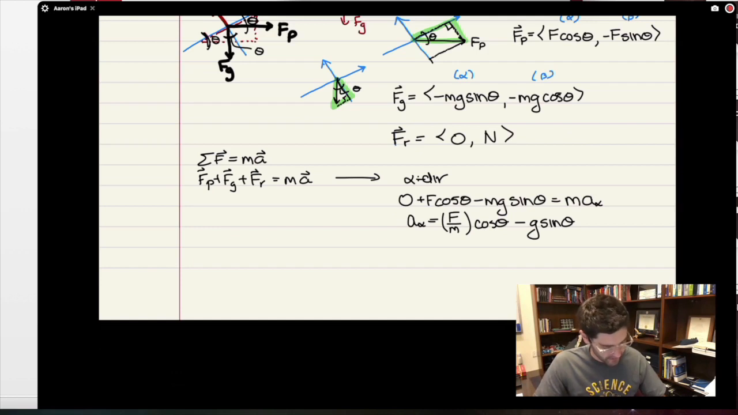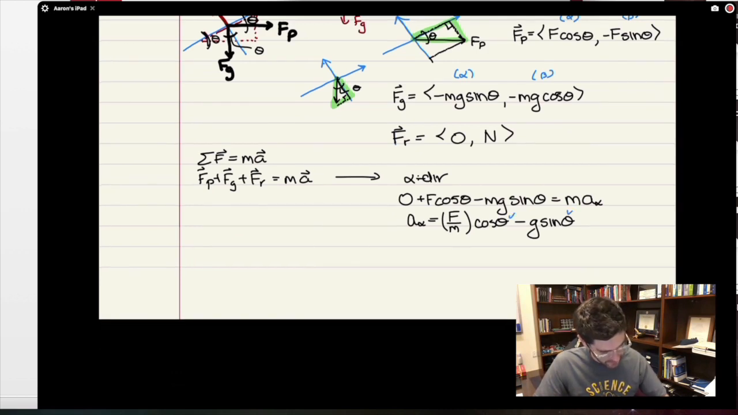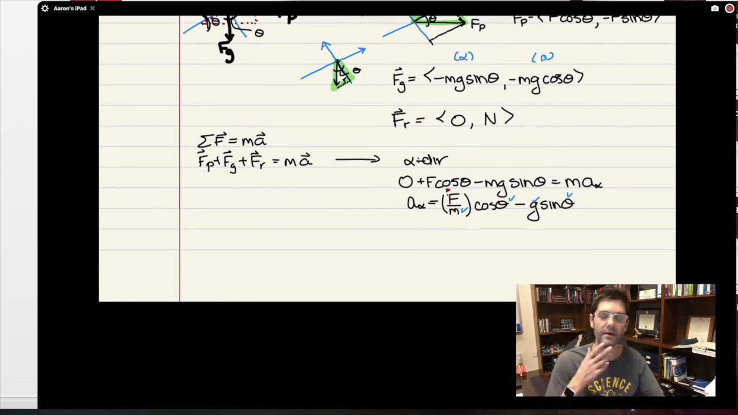If only we knew everything. You know, I know theta, I know g, I know m, but I do not know F. That's ultimately what we're going to solve for. So you could think, has this all been for nothing? It has not, because now we can connect it to other things we've learned about in this course.